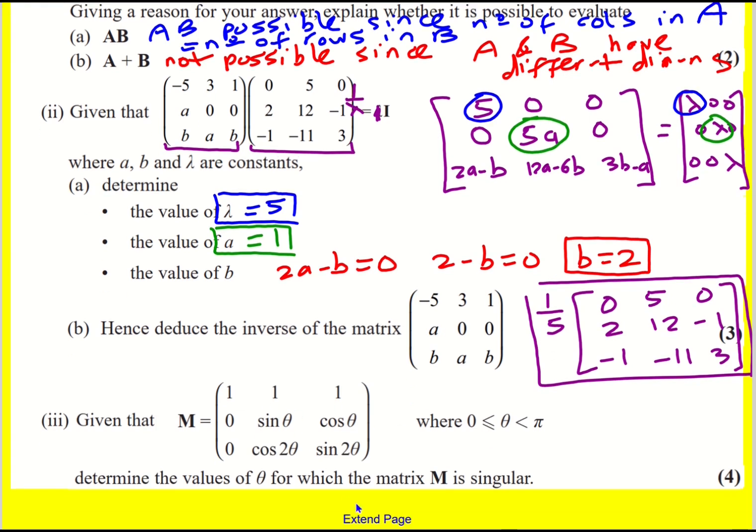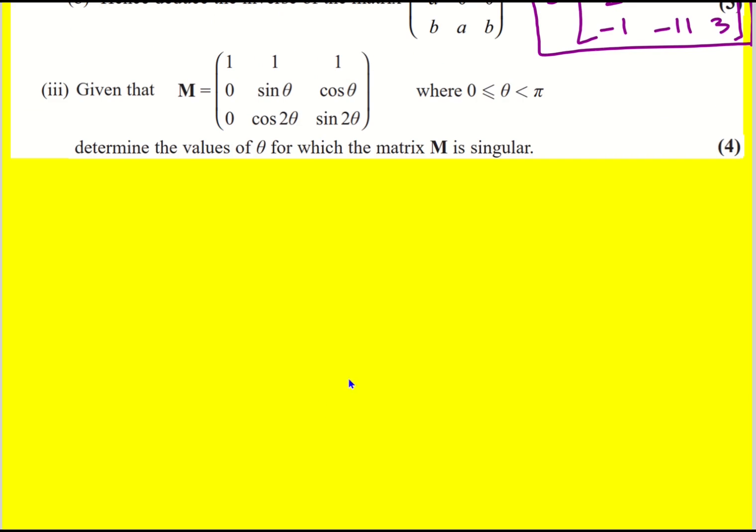Okay, given this matrix, we're now asked to determine the values of theta for which the matrix is singular. So singular is when det M is equal to 0. Non-singular is then when it's not equal to 0. So let's work out the determinant. Now, this is one of those situations where choosing the row and the column will massively help or hinder you. Because there are 2 zeros down this column, it's going to be best to expand along the column.